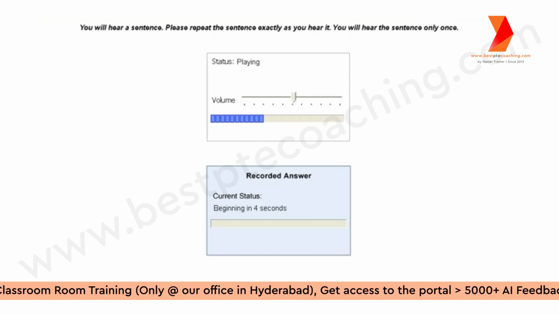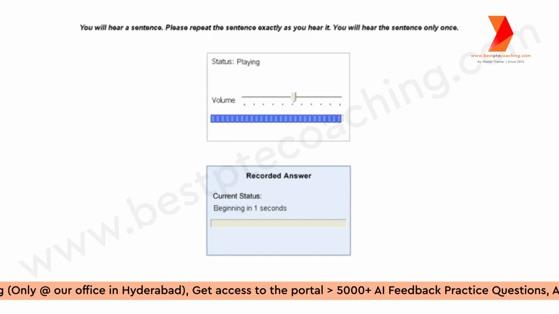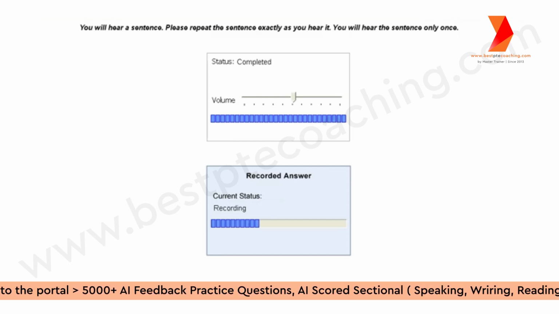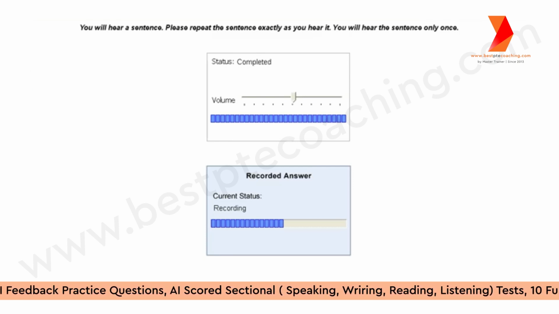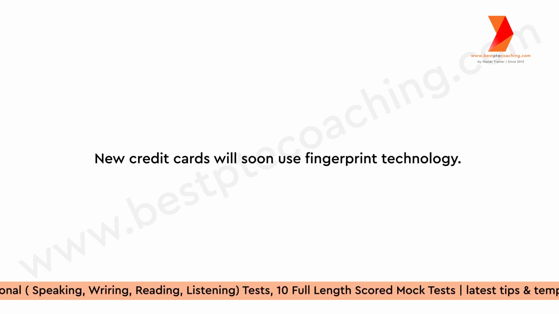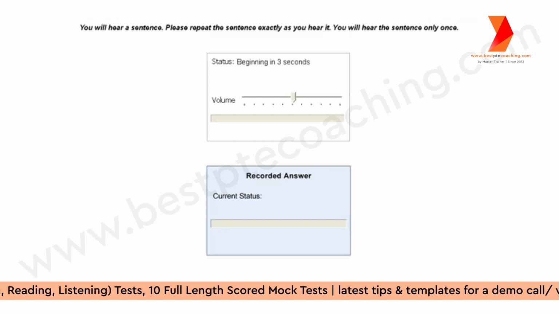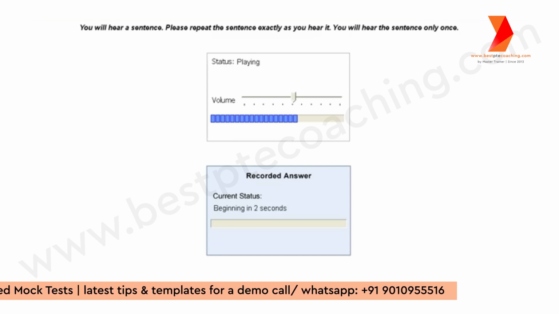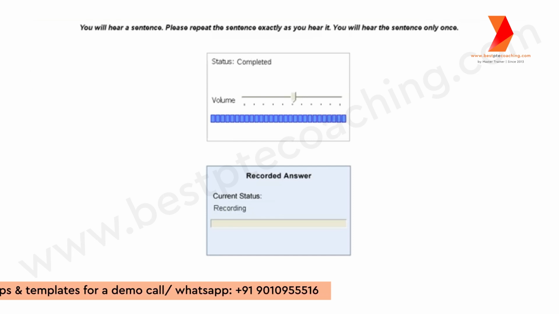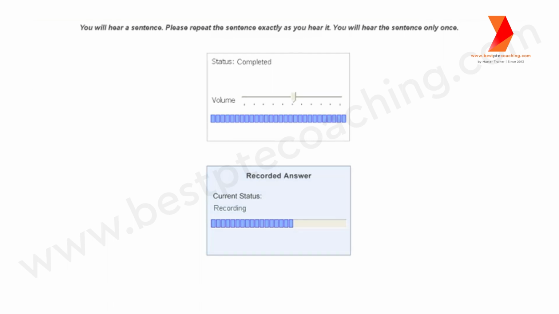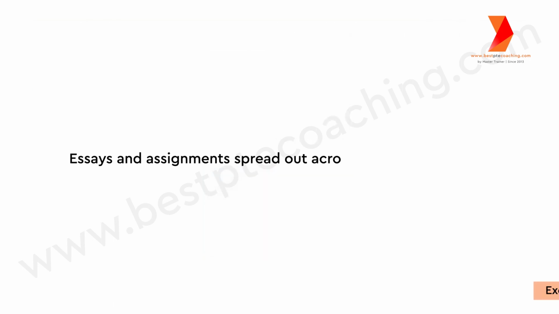New credit cards will soon use fingerprint technology. Essays and assignments spread out across the academic year.